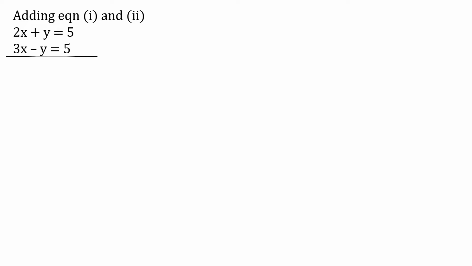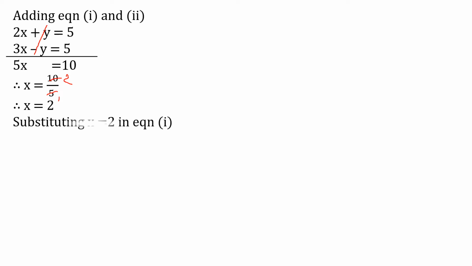Students, when you add, there will be no sign change, and plus y and minus y will get cancelled. So what do you get? 5x equals 10. Therefore, x equals 10 upon 5. So the value of x equals 2. You can simplify further here and write it: 5 ones are 5 and 5 twos are 10. So the value of x equals 2.